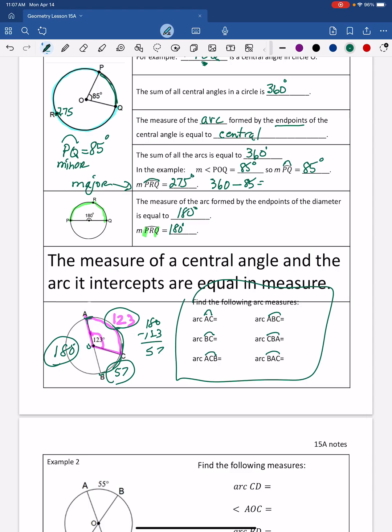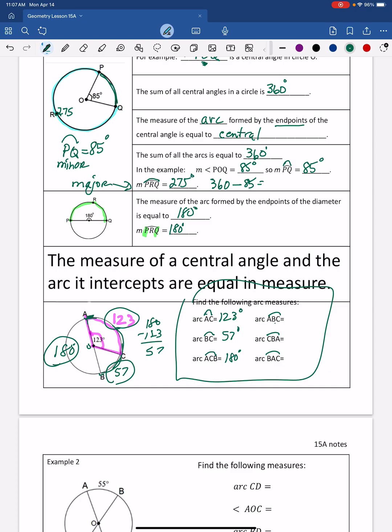Arc AC, so from A to C, two letters, I'm going to go this short direction here, 123 degrees. BC, 57 degrees. See, I've done all the math. I just have to fill in the answers. Now, ACB, A through C, stop at B, that right there is 180 degrees. That's half a circle, otherwise known as a semicircle.